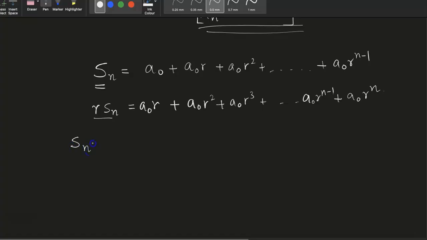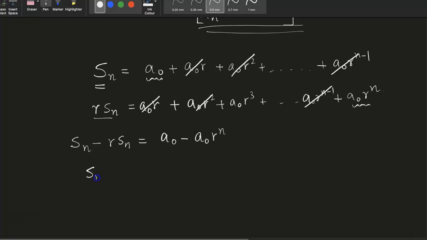If you do that, you will get Sn minus r times Sn as the left hand side. And if you see the right hand side, a0r and a0r will get cancelled out, a0r square and a0r square will get cancelled out, and so on. And a0r to the power n minus 1 will also get cancelled. So at the end, you will remain with only these two terms, that is a0 r to the power n and a0. So it is a0 minus a0 r to the power n.